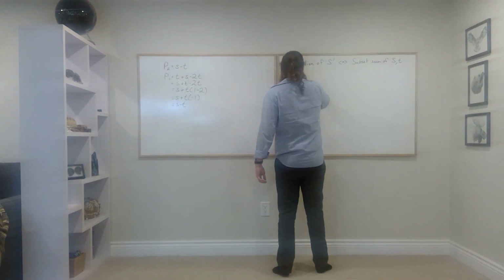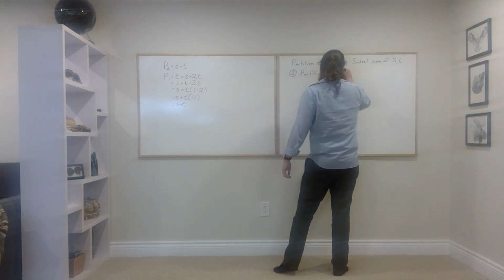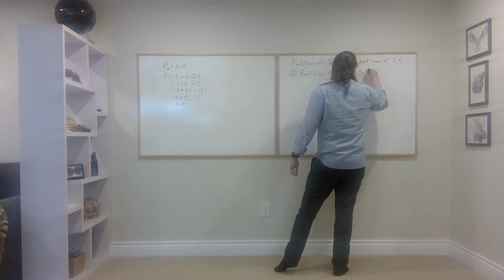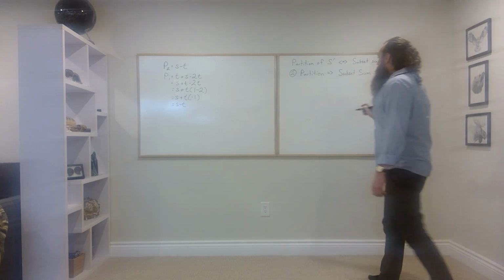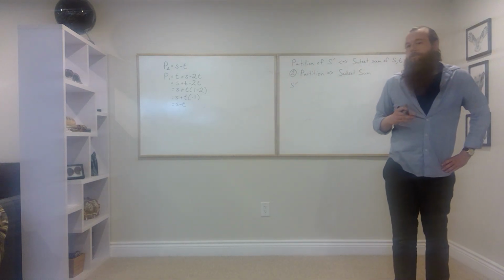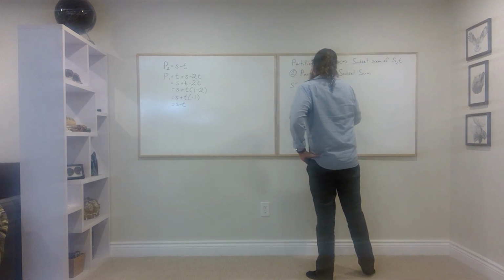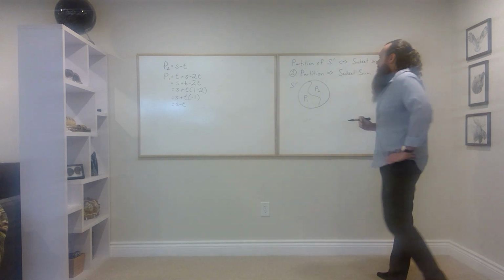Okay, so step 2. Partition implies subset sum. Okay, so I look at S prime, and remember, I'm trying to show partition implies subset sum, so I'm going to assume there's a partition of S prime. So I'm going to have a P1, and I'm going to have a P2.